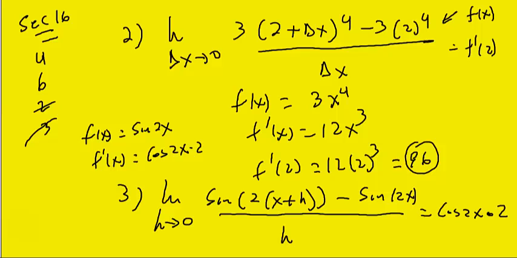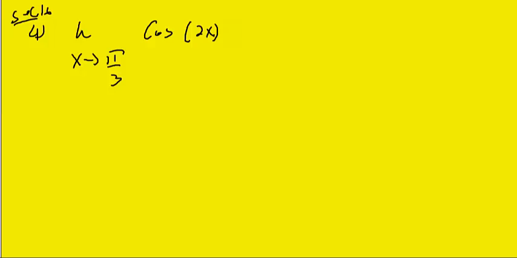Okay, 4 and 6. Here's 4. Section 16. Limit as x goes to pi over 3 of cosine of 2x plus 1/2, all that over x minus pi over 3. This is known as the alternate definition of a derivative. Now where is f of x located in this one? What is my f of x? Cosine of 2x.